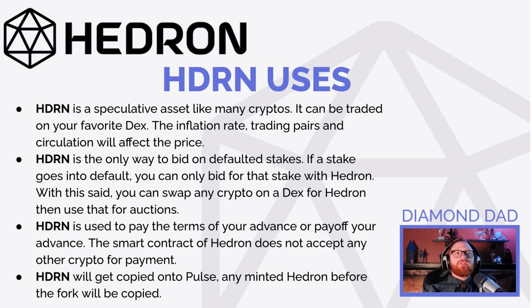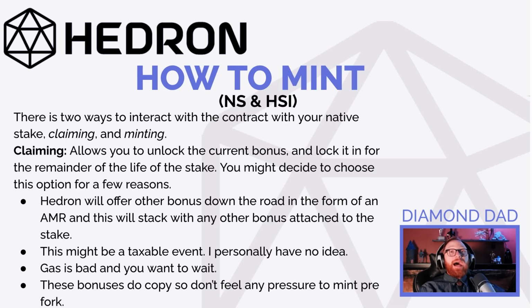The smart contract of Hedron does not accept any other crypto for payment. I think that's obvious, but that's one of the uses of Hedron ticker. Hedron will also get copied onto Pulse, and any minted Hedron before the fork will be copied. So how do we mint this Hedron? Okay, there's two ways to interact with the contract with your native stake: claiming and minting. Okay, they're two different things and they're important to understand.